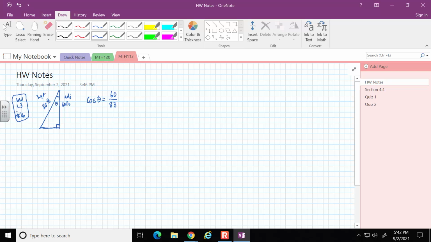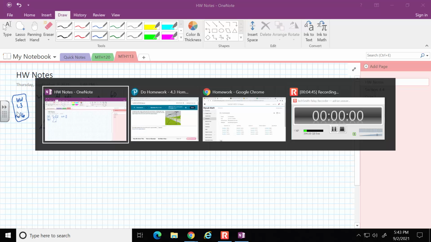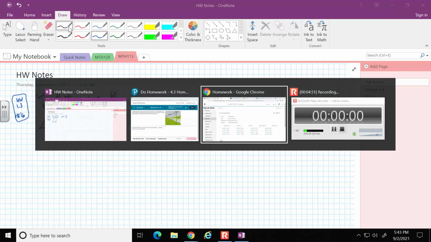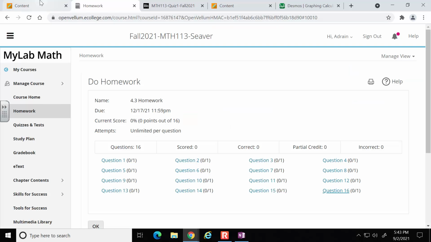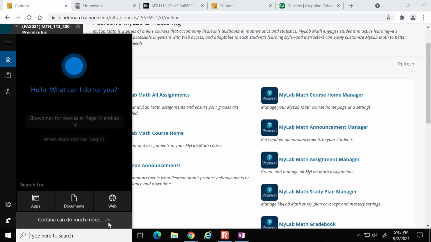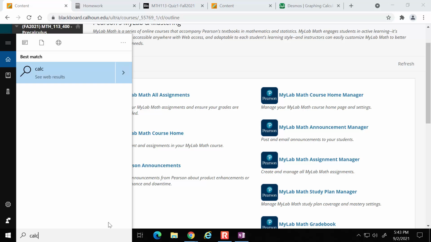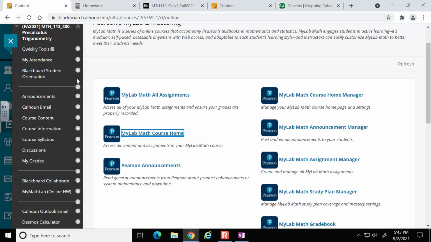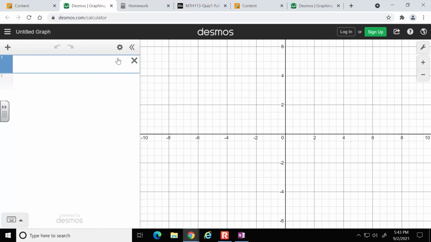Okay, so cosine theta equals 60 over 83. It's going to take me a very long time to get used to that this computer, at least to my knowledge, does not have a calculator on it. If I type in calculator, nothing comes up. It used to, but anyway. So I will go to the Desmos calculator, easy enough.